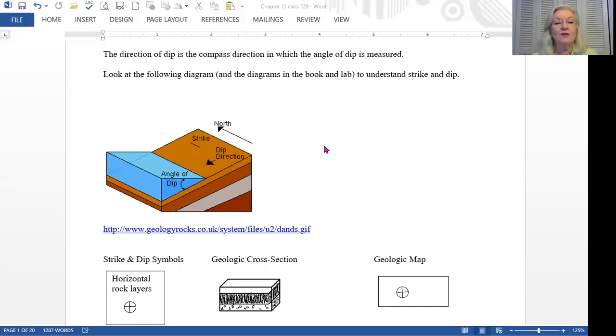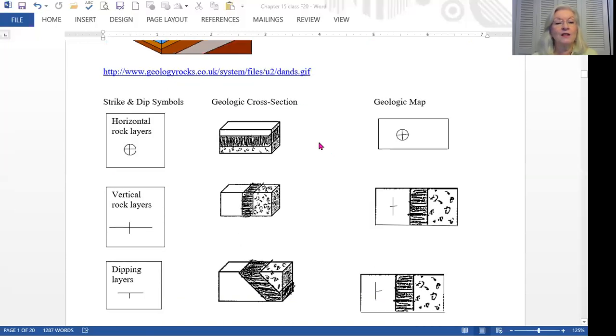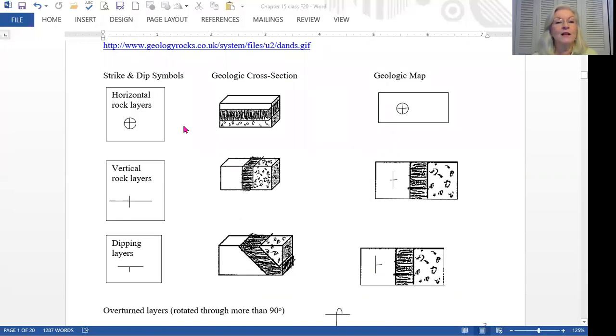So let's look at some of the strike and dip symbols that you'll need to know for probably a quiz. Horizontal layers are indicated on a map with a circle and a plus sign in it. So if your geologic cross section looks like this, where you've got 3 different kinds of rock, the geologic map represents the top layer. It's the ground you walk on, and it's usually colored appropriately. And then the symbol would be this circle with the plus sign filling it, because these are horizontal layers.